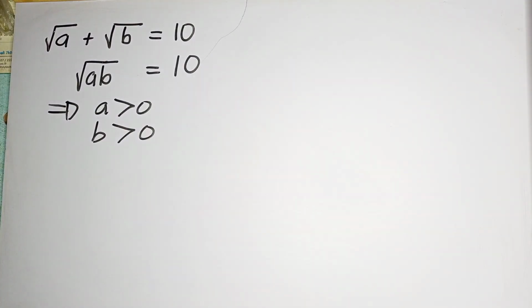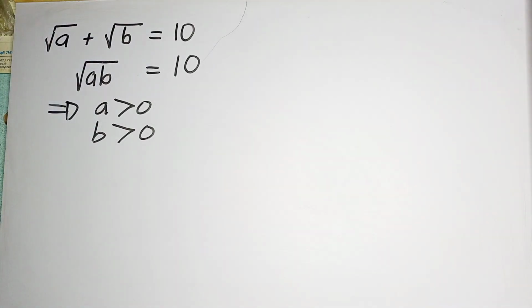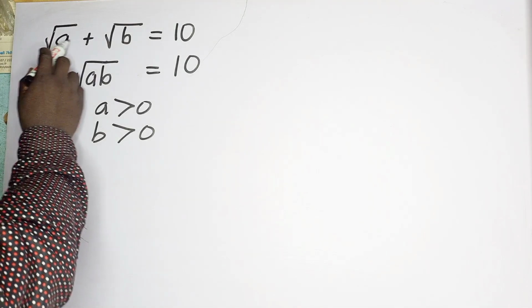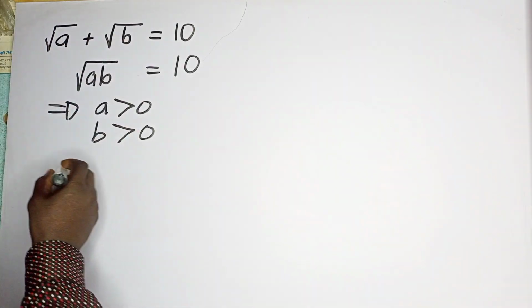With that analysis done, let's transform this equation in a manner such that we can use the applications of the relations between the roots and coefficients of a quadratic equation. Because if we see up here, we see the sum and then we see the product. So let's transform this.